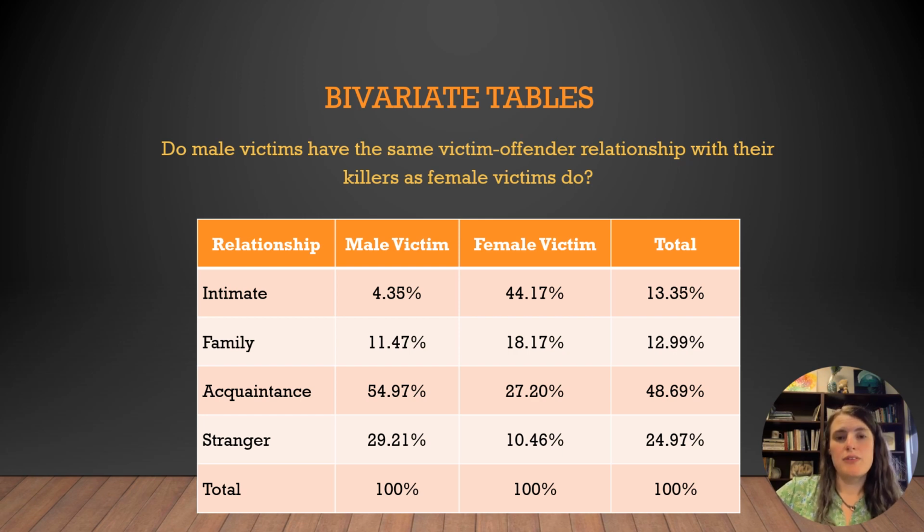Here's the entire table converted into column percentages for analysis. You can tell I used column percentages because the last row is made up of all 100%. Now that I've standardized the values, we can make statements about our research question. Do male victims have the same victim-offender relationship with their killer as female victims do? Looking at the column percentages, we can see that over 50% of male victims are murdered by an acquaintance, but only 27% of female victims are murdered by an acquaintance. Instead, the most common victim-offender relationship for female victims is intimate partners. So no, female and male victims do not typically have the same relationship with their killers as one another.